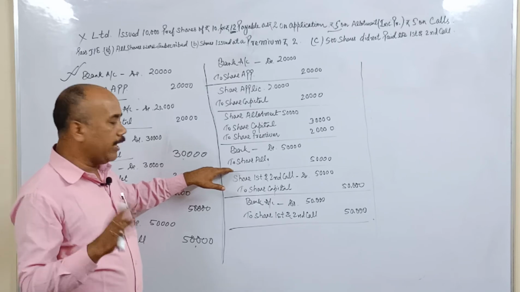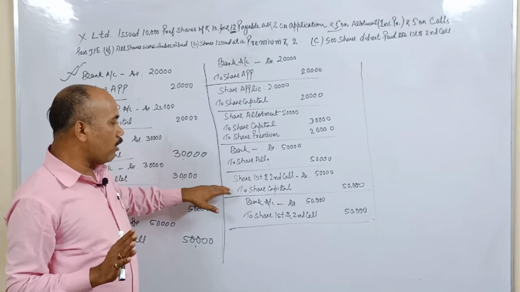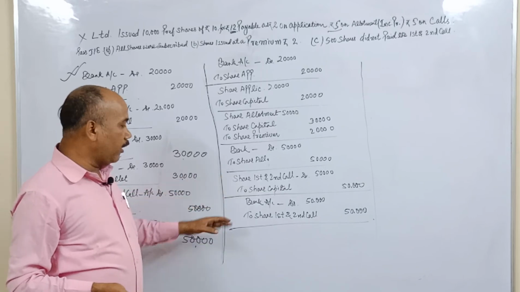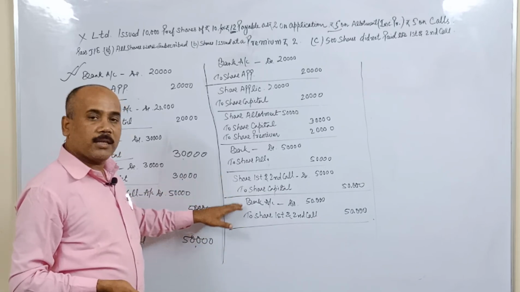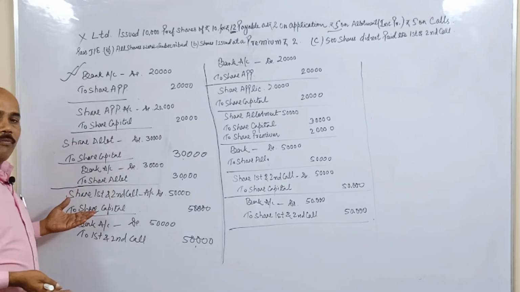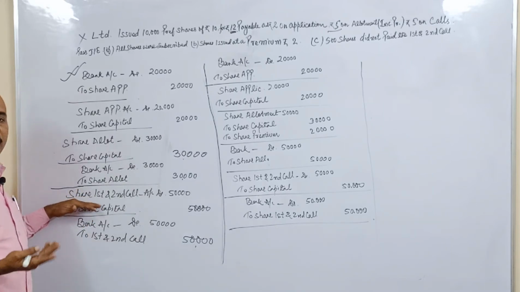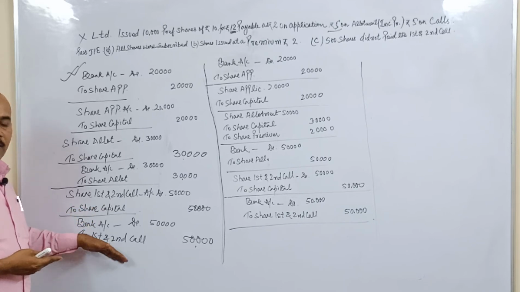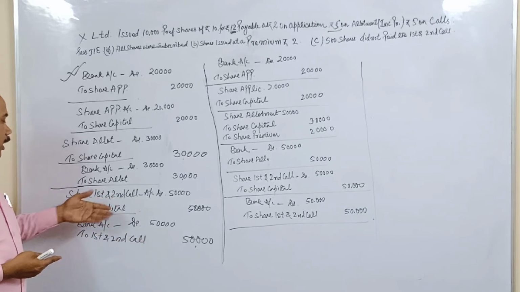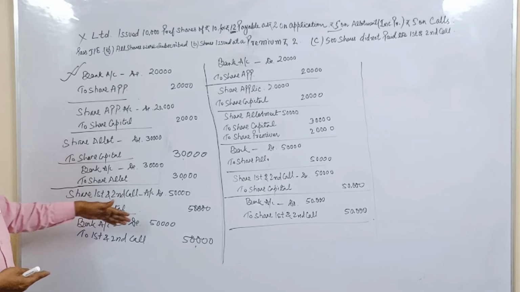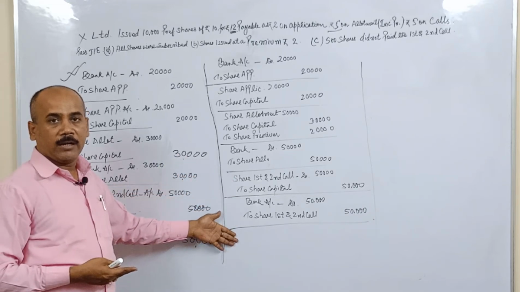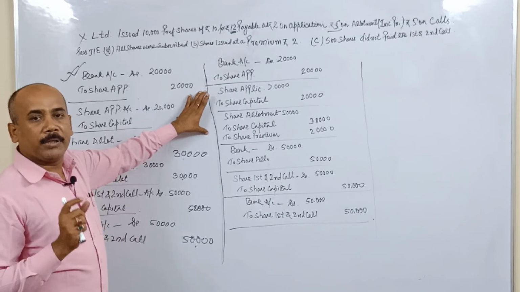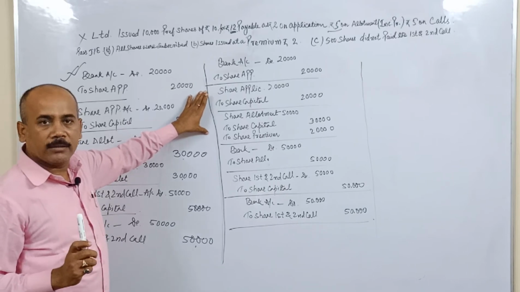The rest of the entries will be carried as they are: share first call account debit to share capital, and the receipt entry bank account debit to first and second call, as in the first case. In the first case we made bank account debit to share first and second call for receiving, and the due share first and second call to share capital. It means the same entry is made. Only one thing is different, that is shares issued at premium.